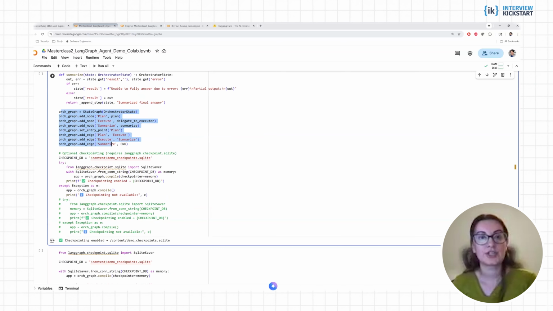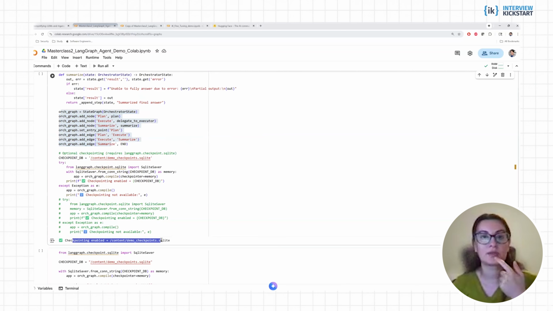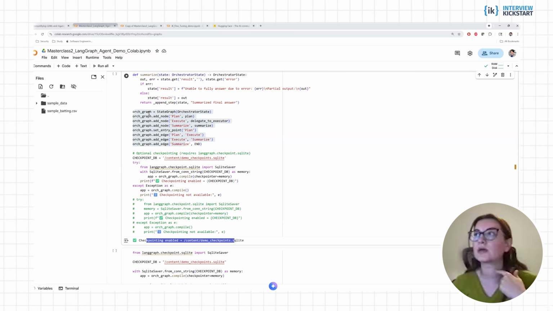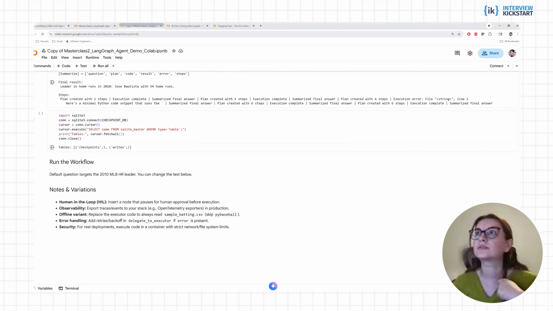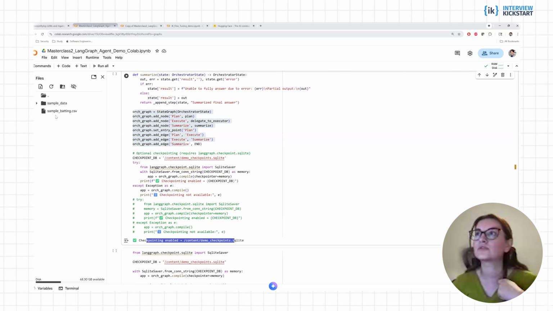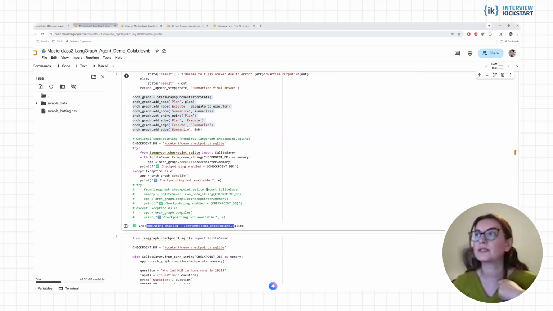Here is the checkpointing of the graph, and we will create a connection to a SQLite database and attach it to the graph. Every time state changes, LangGraph automatically saves it to the database for us. And you can see the output says checkpoint enabled in this case. And there is also this one, I will execute it so you can see the database here.